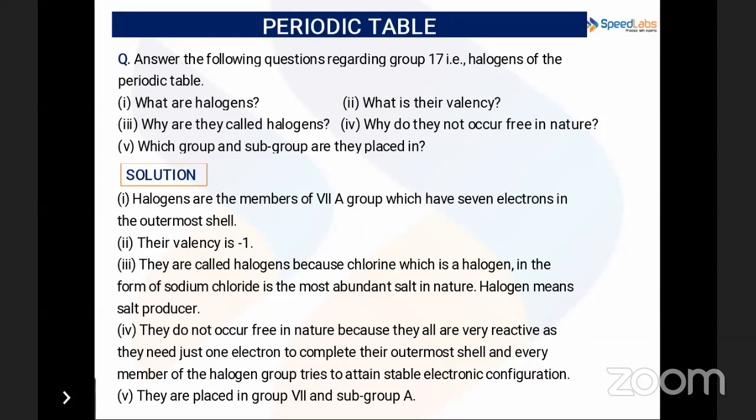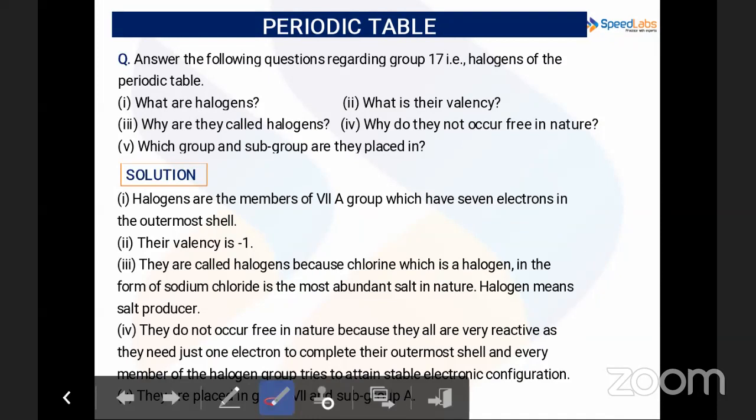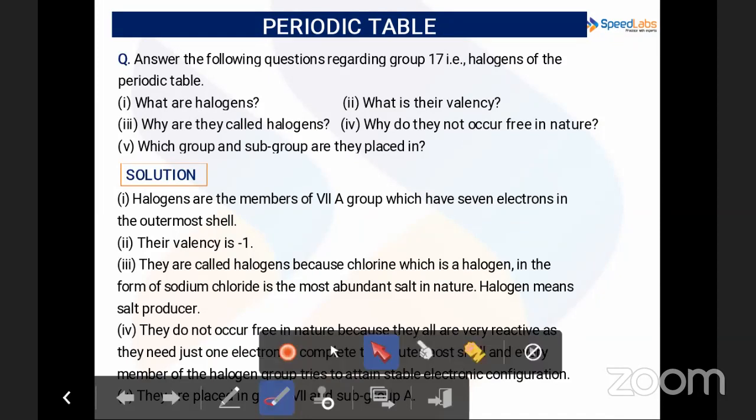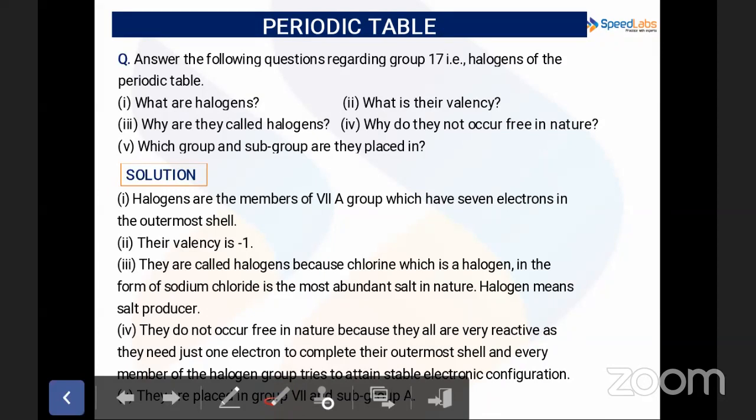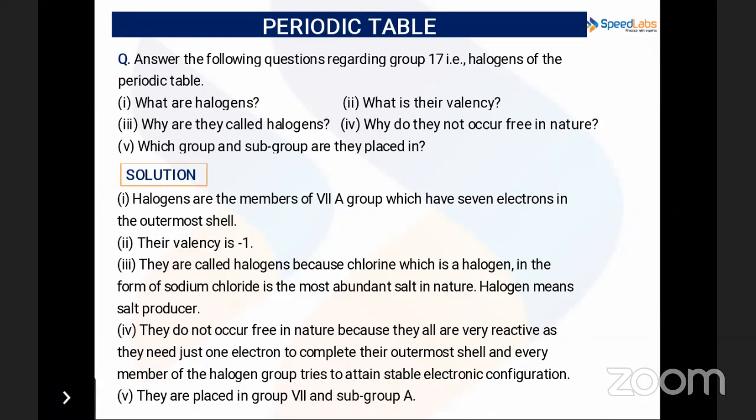Now we are moving towards the next question, question number 4: why do they not occur free in nature? Okay, you know that they do not occur free in nature because they are all very reactive.